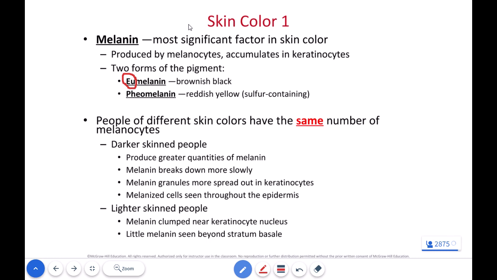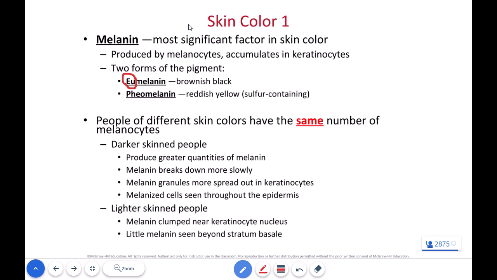Phenomelanin is the new kid on the block. It was the most recently discovered pigmentation made by a melanocyte, and it's going to give you a reddish yellow coloration to your skin. You've noticed how some people have that yellowish tint to their skin. A lot of times you can see this yellowish tint on corns or calluses that are present on the bottom of your feet. That yellowish coloration is from phenomelanin.